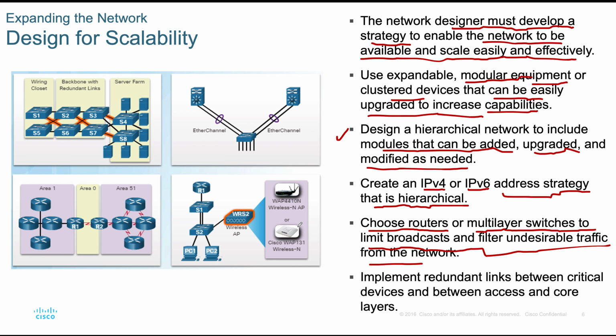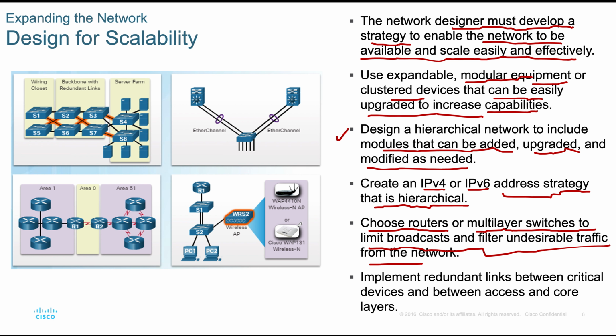Now let's take a look at that. The network designer must develop a strategy to enable the network to be available and scalable easily, effectively and efficiently. Is that okay? You must have all this in place. When you're designing a network, you must create what we call the redundant area, in such a way that when a link in your network breaks, the redundant one will be used. Okay, it will be calculated quickly and used by the system.